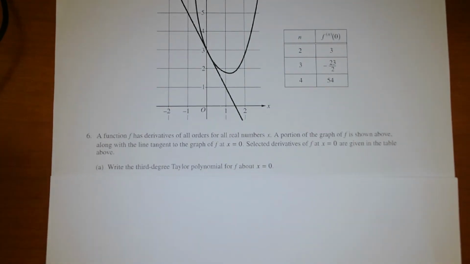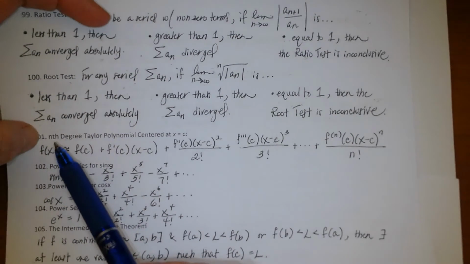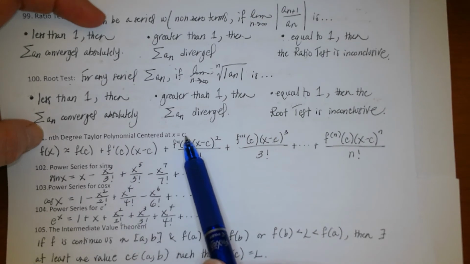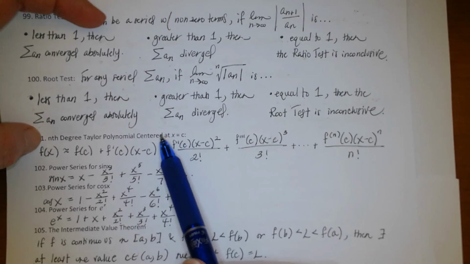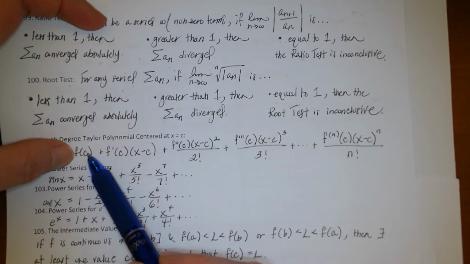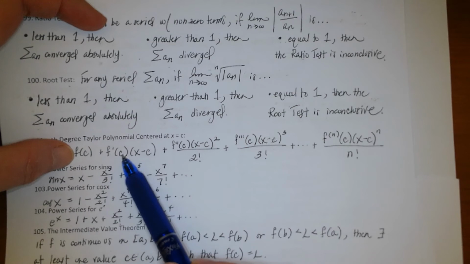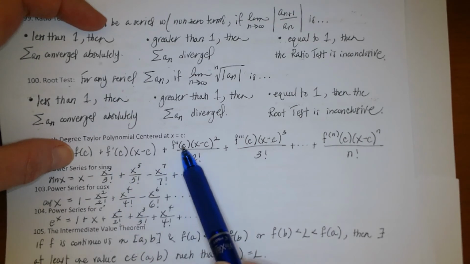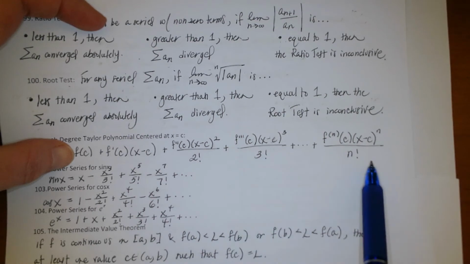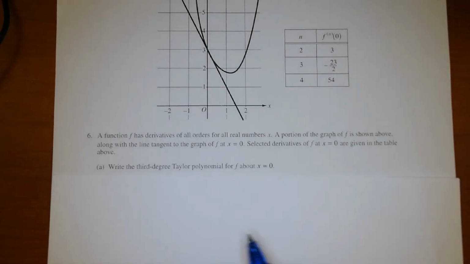So for this, the formula that you are going to reach for is Formula 101, the nth degree Taylor polynomial centered at x equals c. It's just that we're going to let all the c's be zeros. So the function would be approximately equal to, in this case, f of 0 plus f prime of 0 times x plus f double prime of 0 times x squared over 2 factorial, and so on with that pattern. So let's get started with that.